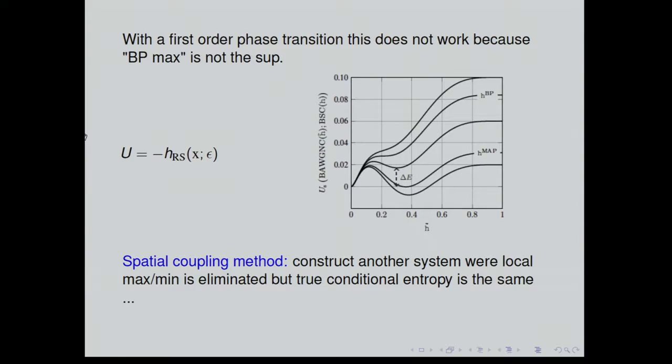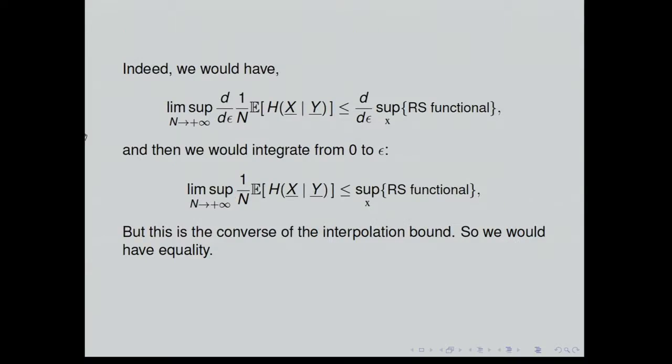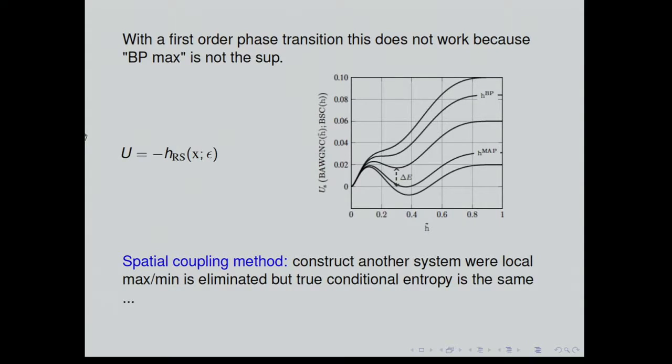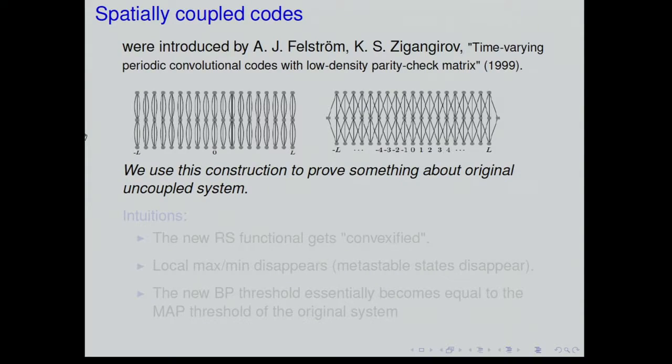Okay. Now, with spatial coupling, in fact, what we will do is that somehow we will eliminate this local minimum. And by eliminating this local minimum, we'll be able to carry out basically this argument. So that's the first idea of how things work.